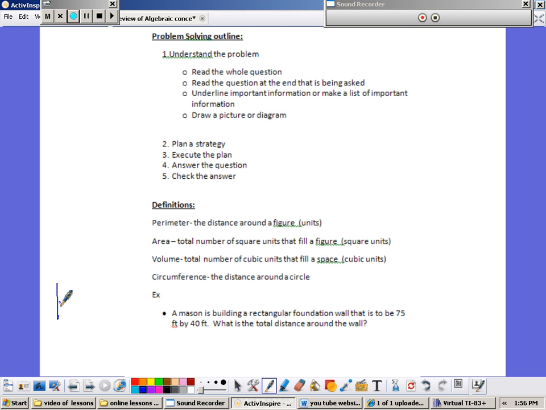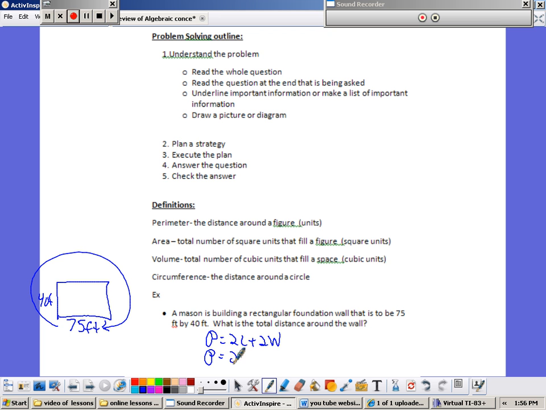So, a mason is building a rectangular foundation. So I'm going to draw a rectangle because I like my little visual. 75 feet by 40 feet. I need the distance around the whole thing. Well, the total distance around is perimeter. Perimeter is 2L plus 2W, which is on your formula sheet.